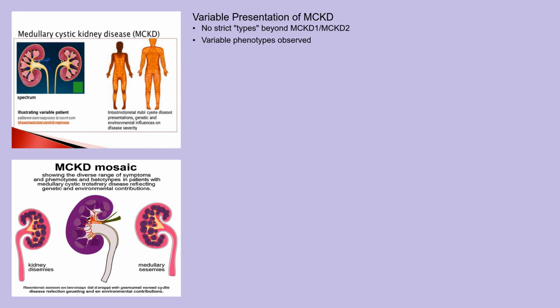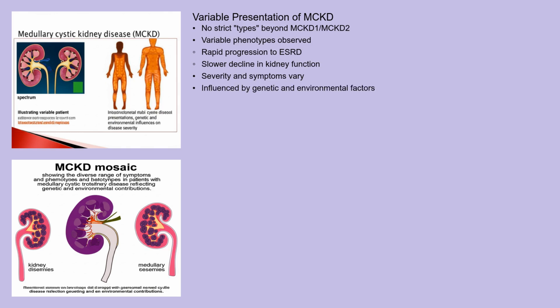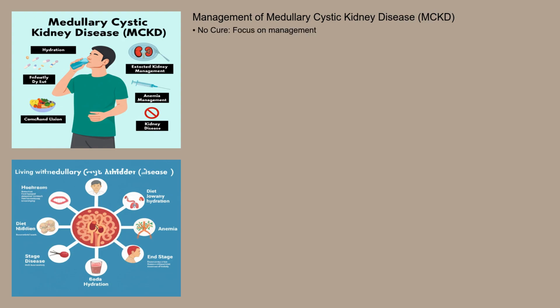While there aren't strictly defined types beyond MCKD1 and MCKD2 based on the causative gene, it's important to recognize the disease presents with variable phenotypes. Some individuals experience a more rapid progression to end-stage renal disease, while others may have a slower decline in kidney function. The severity and specific symptoms can vary even within the same family, likely influenced by other genetic and environmental factors. Currently, there is no cure for MCKD.